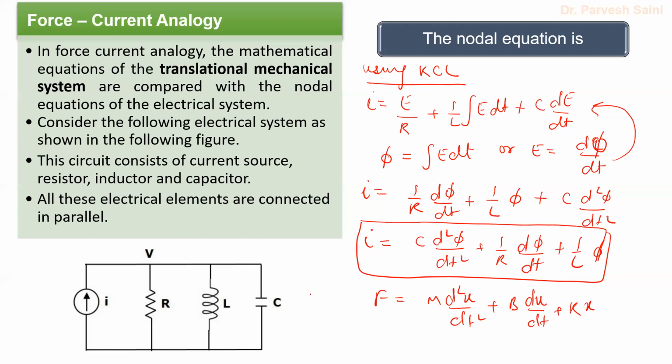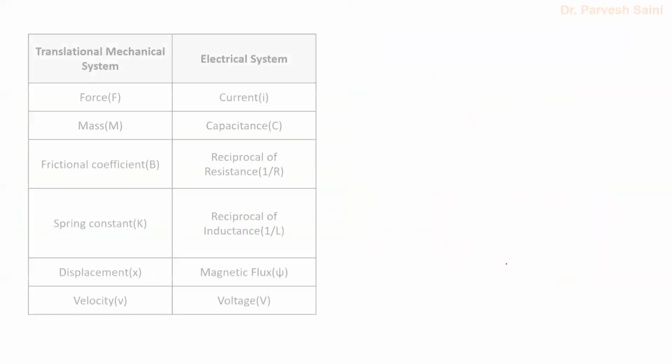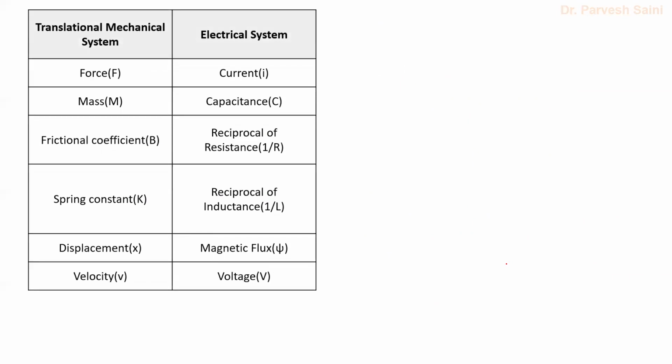You can see that here force and current are analogous to one another. Mass and capacitance are analogous. Friction coefficient and 1 by R are analogous. K and 1 by L are analogous to one another, right? So as you can see, this is the force-current analogy. In the force-current analogy, force is equivalent to current, mass to capacitance, frictional coefficient to reciprocal of resistance, spring constant to reciprocal of inductance, displacement to magnetic flux, and velocity to voltage, right?